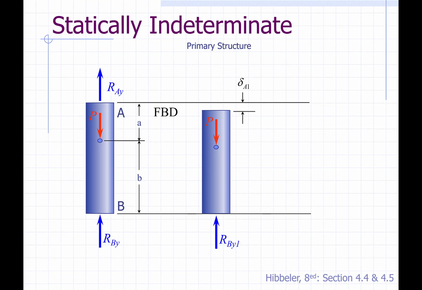Because there is no support at A, it is free to displace, and we see that the structure in this case would shrink and go down to the displacement A1.